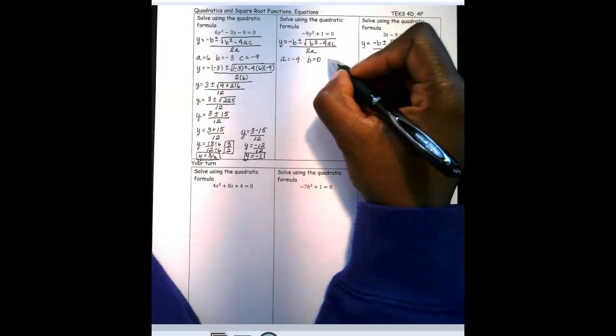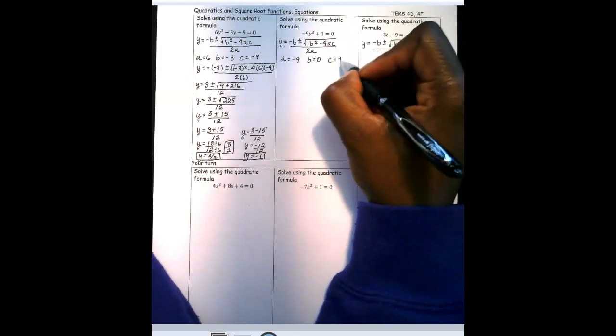Let's go ahead and do the next one. Now, if you notice here, when we're determining our a, b, and c, we have a, which is negative 9, but we don't have a b term. And how we know we don't have a b term is there's not a term with just a single variable. So b in this case is going to be 0, and c in this case is going to be 1. Now, there's one thing that you have to know about the quadratic formula. A can never be 0 because you can't divide by 0. That's called undefined. So a will never be 0.